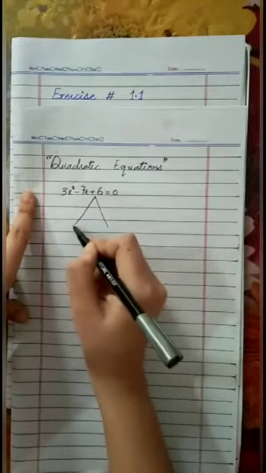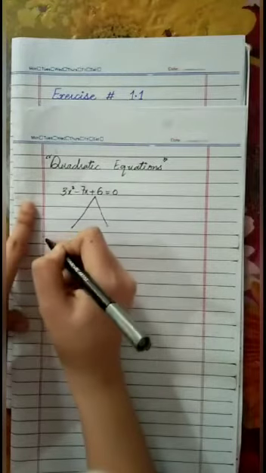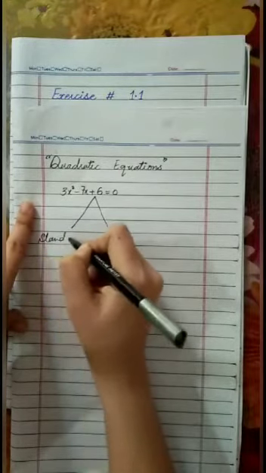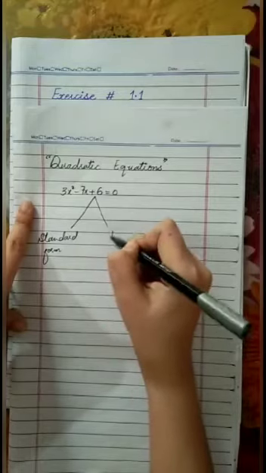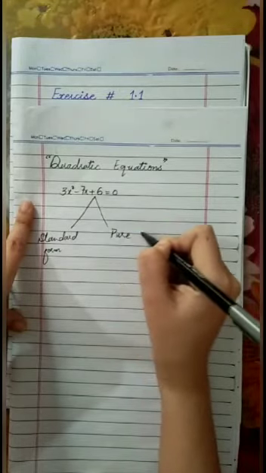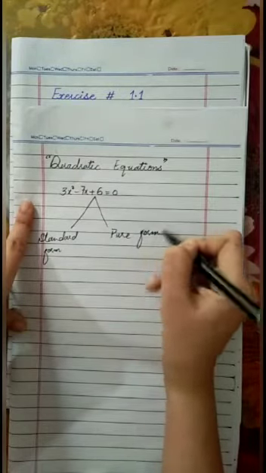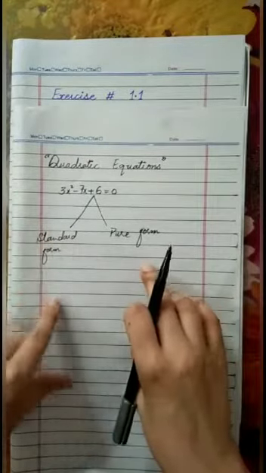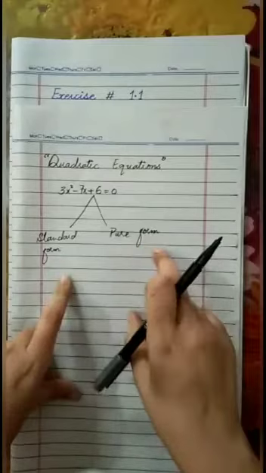There are two types of quadratic equation. First is standard form or general form, and second is pure form. We will talk about standard form of quadratic equation and pure form.